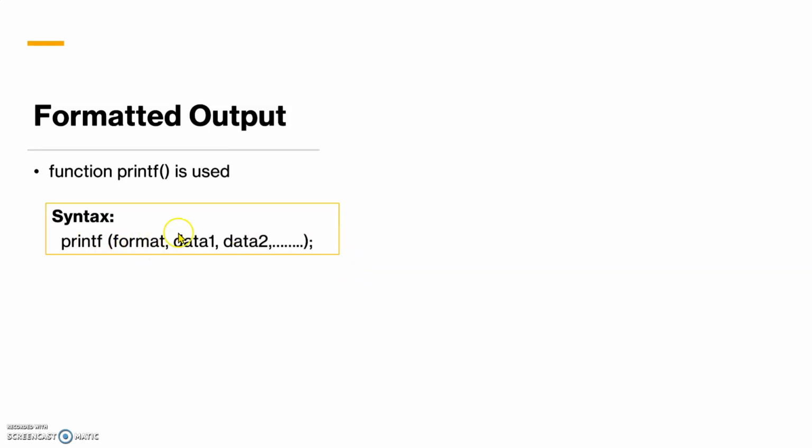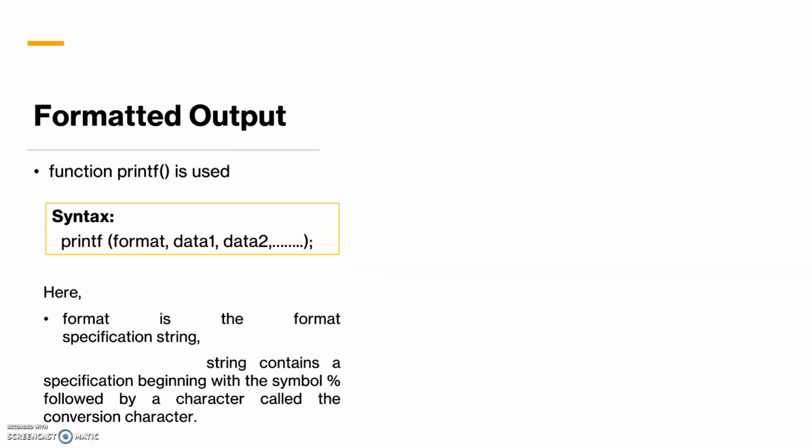It requires two things. The first is the format specification string, and the second is the list of variables you want to mention. The format specification string and the list of variables should be separated by a comma, and if you have more than one variable, each variable should be separated by a comma operator. Finally, you need to end with a semicolon.